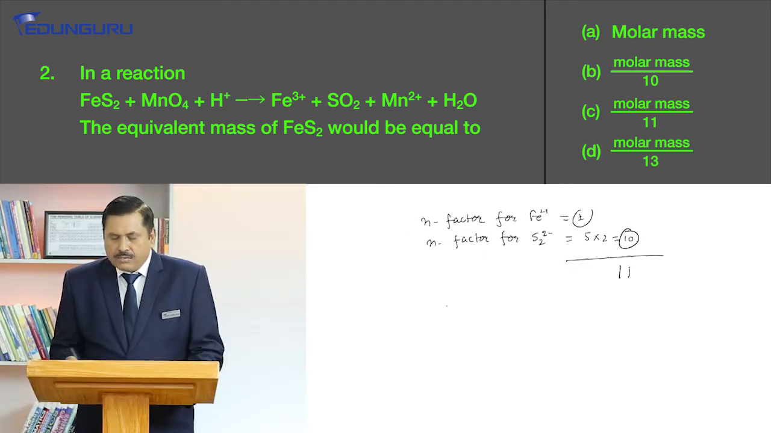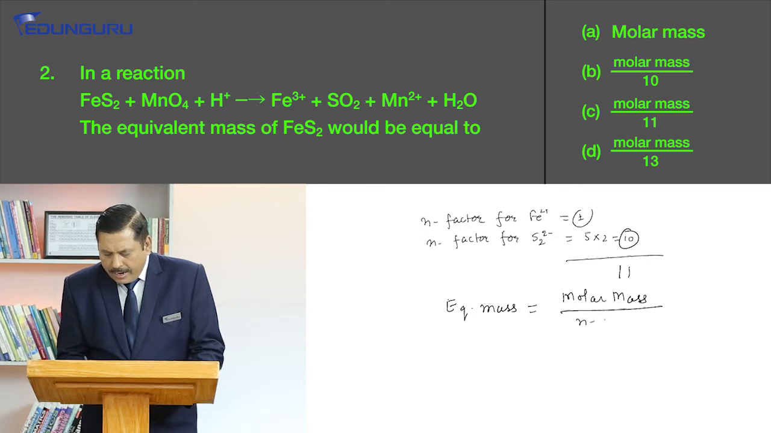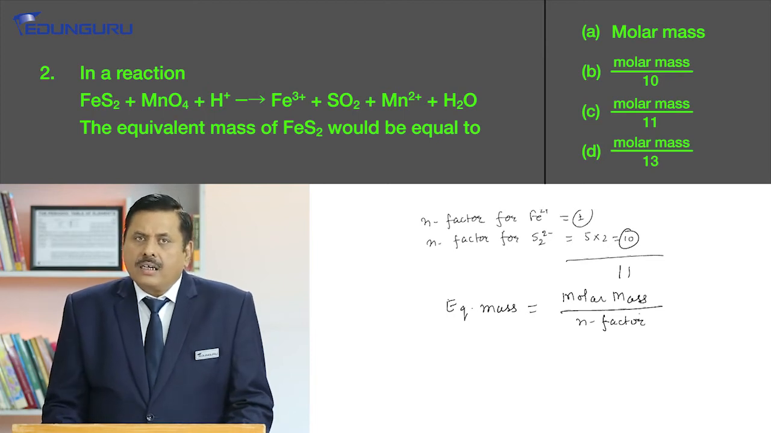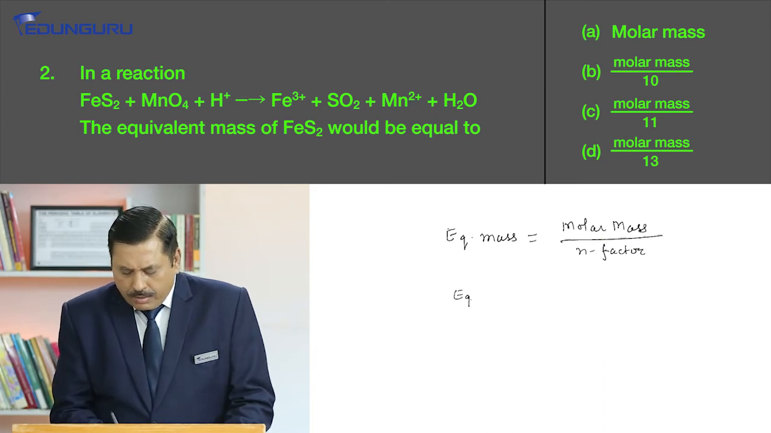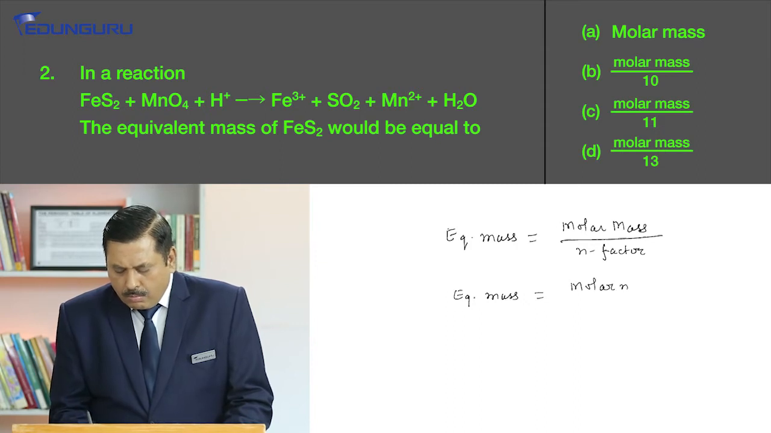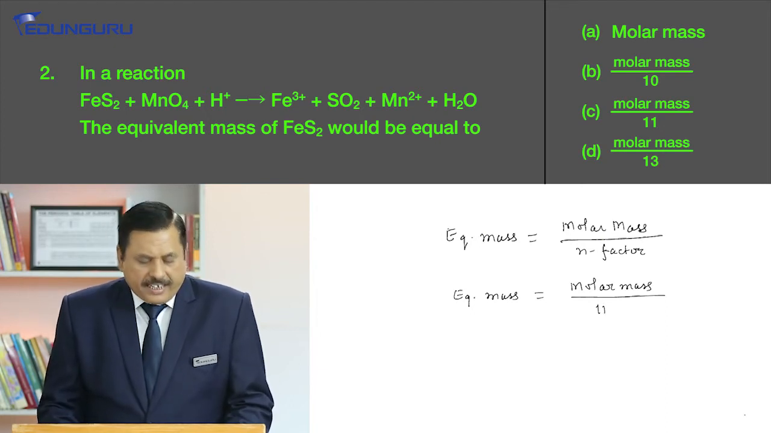And therefore, as we know, equivalent mass is equal to molar mass upon N factor, and N factor in this case is 11, and therefore we can say equivalent mass is equal to molar mass by 11. That is, correct answer is option C.